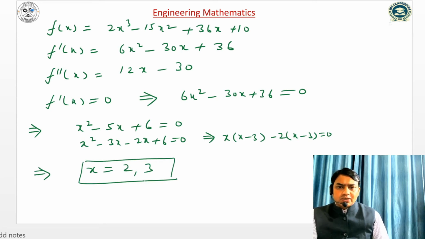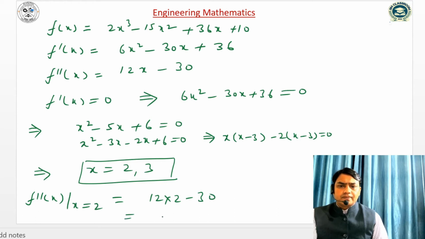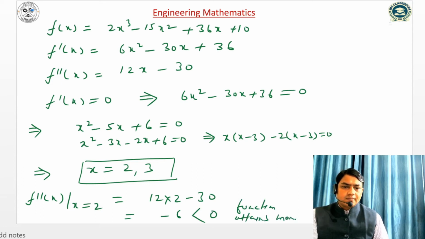So we have to check at what value of x the function attains maxima and at what value of x the function attains minima. So check the value of f double dash x at x is equal to 2. So it will be f double dash x is 12 into 2 minus 30. So it is minus 6, less than 0. So function attains maxima at x is equal to 2.